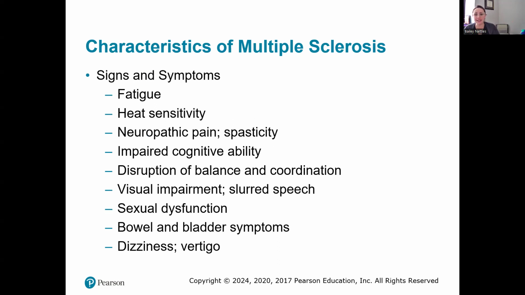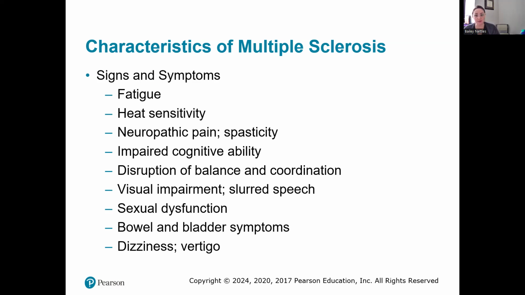So signs and symptoms: fatigue, heat sensitivity, it's nerve problems, okay? So neuropathic pain, impaired cognition. The disruptions in balance and coordination are like the first sign, okay? How many times when you go to the doctor, they ask, or you've asked these patients, how many times have you fallen in the last 3 months? Have you fallen in the last 6 months? If so, how many times? What happened? Did you trip over something, or was it just like a fall? Because a lot of times multiple sclerosis is like increased falls in a very short period of time.